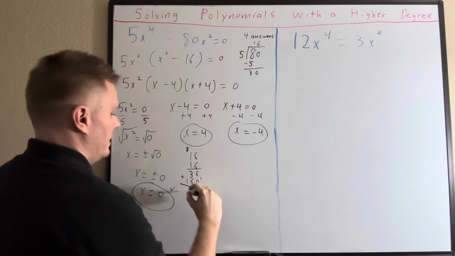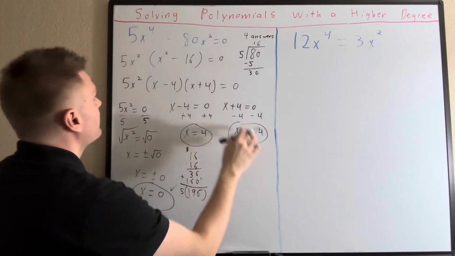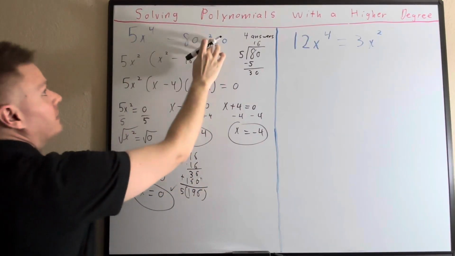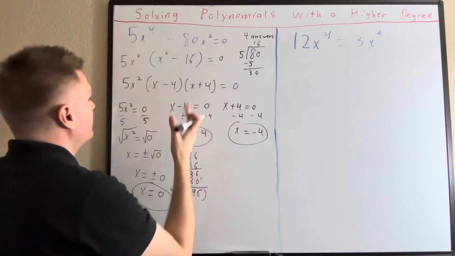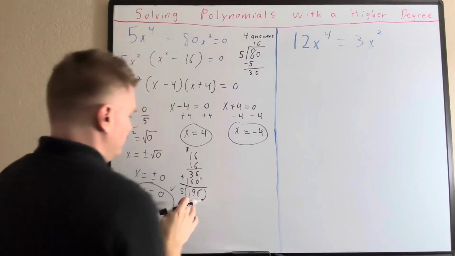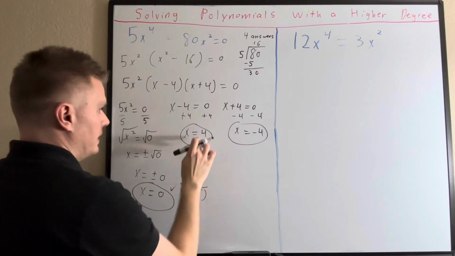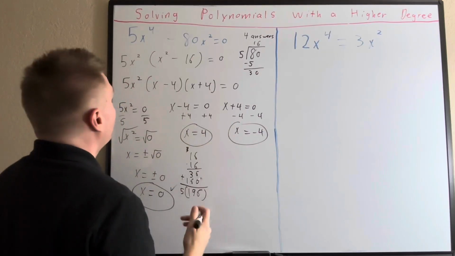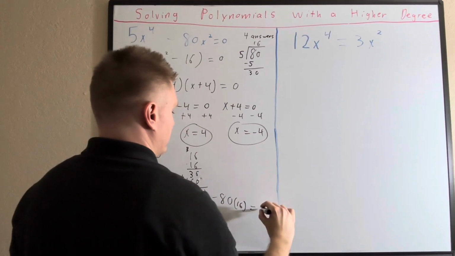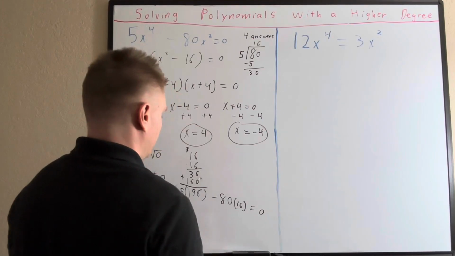Oh, and it doesn't matter if it's positive or negative. It'll give you the same thing because it's an even number. If it was being cubed, then we would get a negative number, so the answer would be a little different. But this is basically just checking positive 4 checks for negative 4 as well. Minus 80 times 16 equals 0, huh?